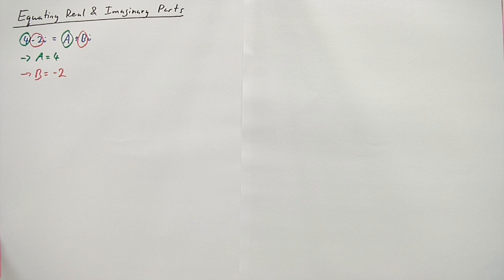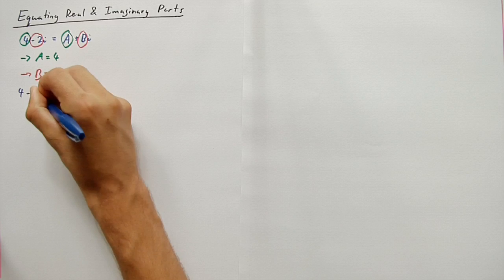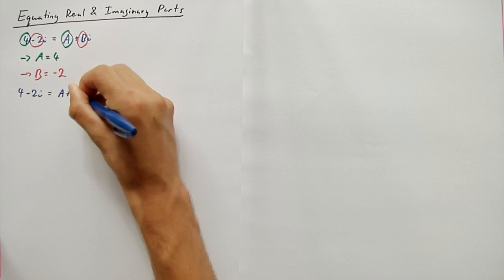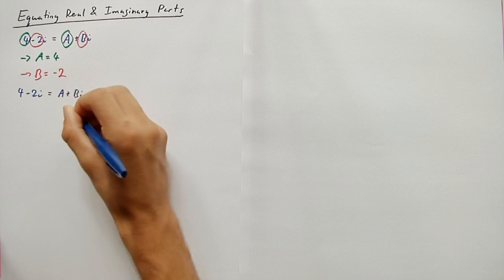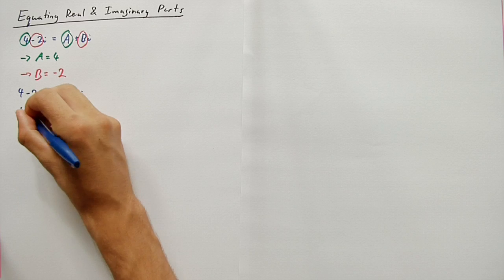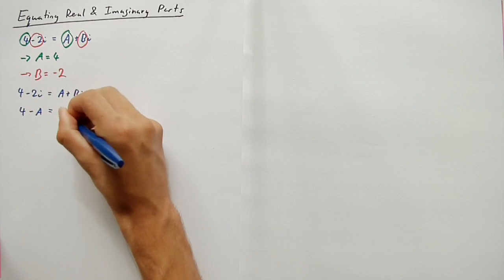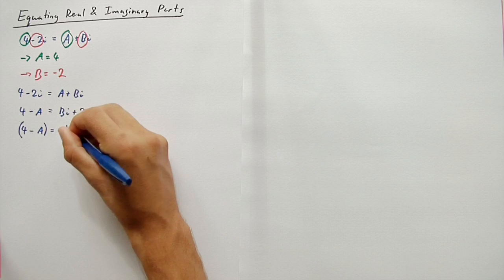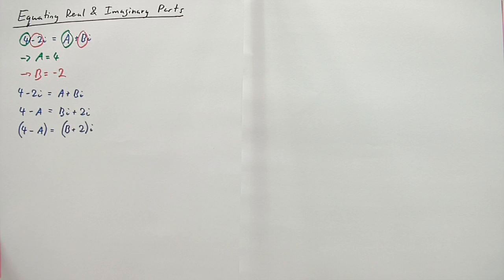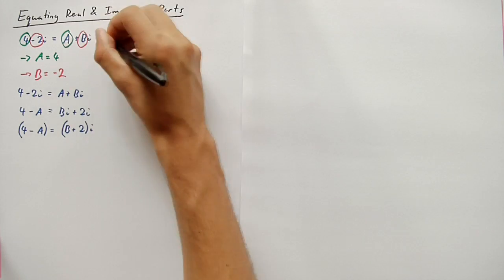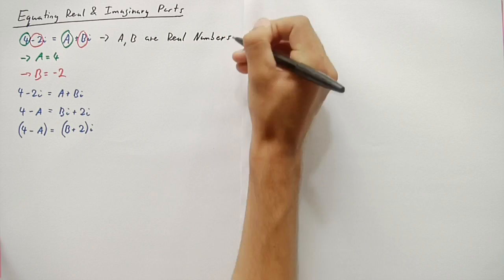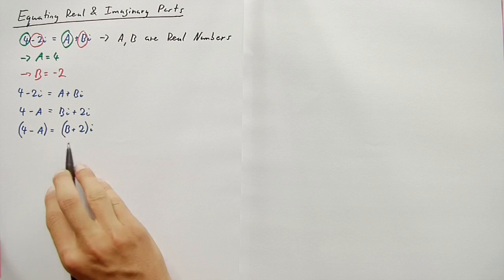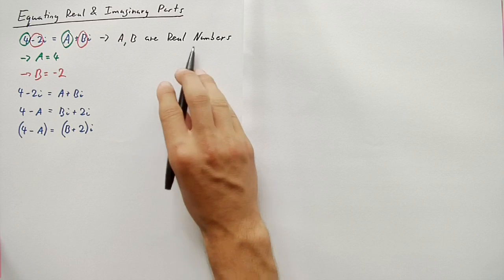For some people this idea is obvious. But if you don't get it straight away, another way to look at it is if I had my original equation 4 minus 2i equals a plus bi, and I put all the real parts on the left side and all the imaginary parts on the right side, so I get 4 minus a equals bi plus 2i, and now I can tidy this up a little and get 4 minus a equals, in brackets, b plus 2, times i. Now by our definition up here, a and b are both real numbers. So that means 4 minus a and b plus 2 are also going to be real numbers.